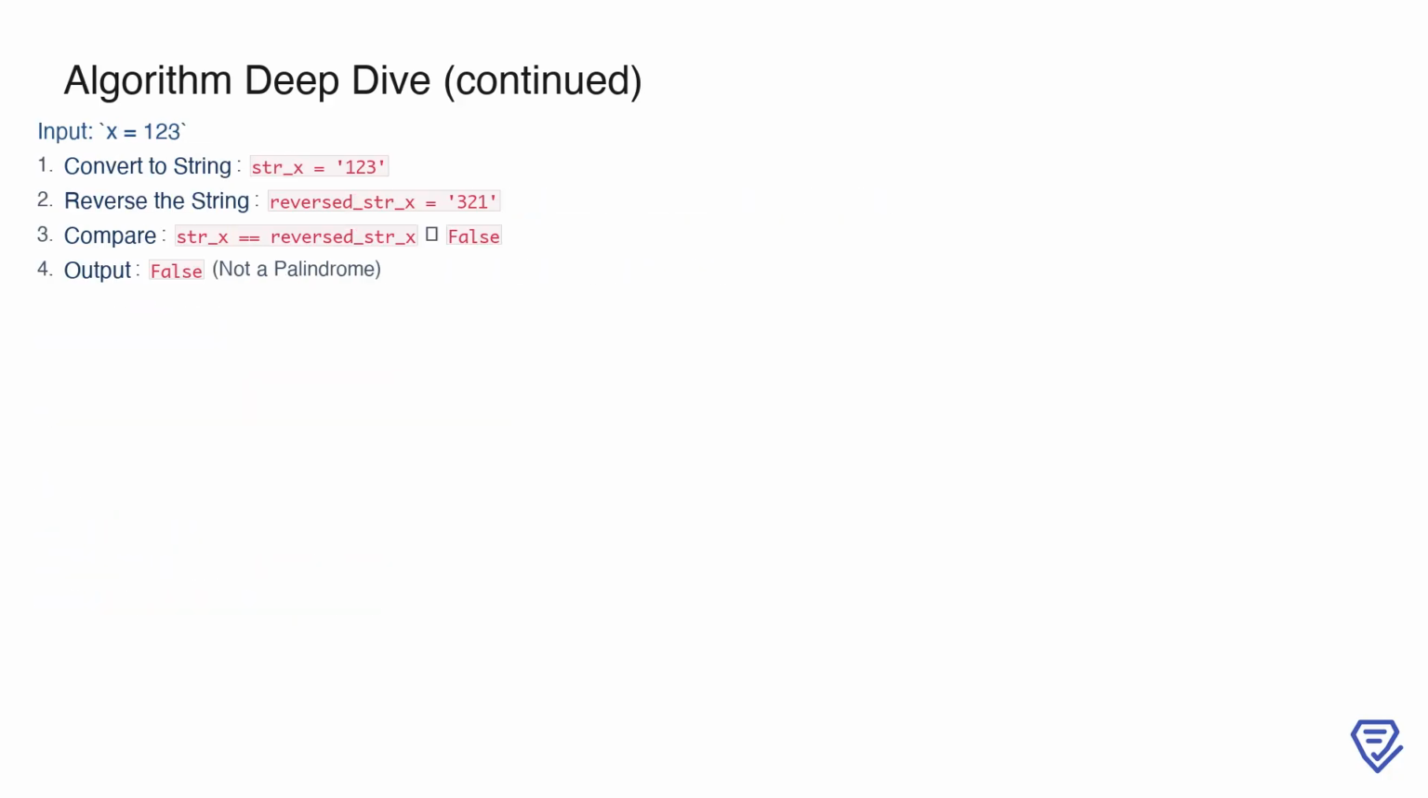Finally, let's look at one more example to solidify our understanding. If the input is x equals 123, we start by converting it to a string, resulting in 123. Reversing the string produces 321, which does not match the original string. Therefore, the comparison evaluates to false, and we conclude that 123 is not a palindrome. This example highlights how the algorithm quickly identifies non-palindromic numbers by leveraging simple string operations. With these steps, we've covered both the logic and the efficiency of this approach to solving the palindrome number problem.